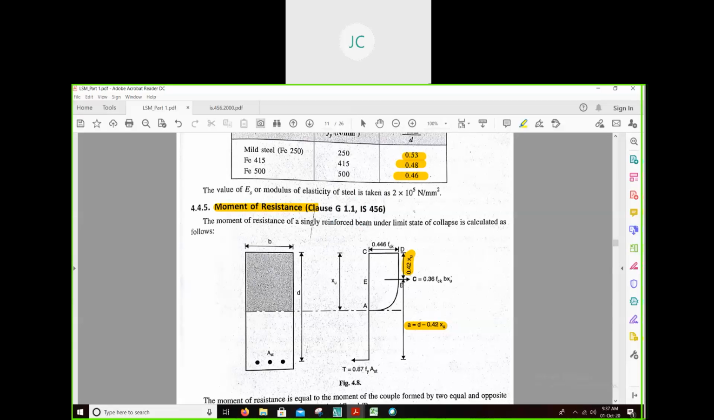I hope all of you can see the screen. Is it? I hope all of you can see the screen. Okay, okay.